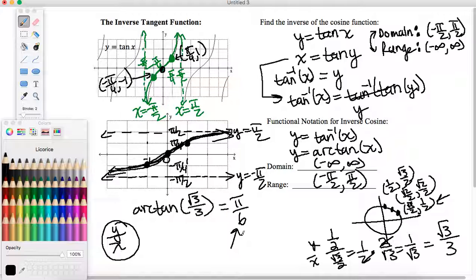Notice that this is an angle between negative pi over 2 and pi over 2. Make sure it's in the domain. And so I could look at the angles over here as well, but with the negatives. All right, that's our inverse tangent function. We're going to get to the other inverse trigonometric functions in class.